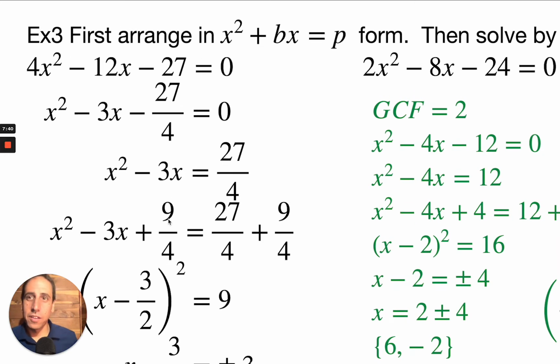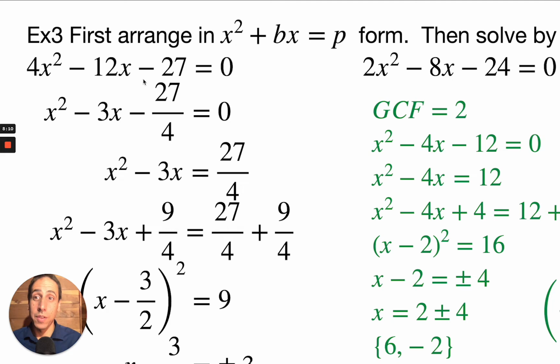All right, so first arrange in x squared plus bx is equal to p form. So the new thing is going to be that we've got a number here. And that's going to introduce a lot of fractions, honestly. But I'll tell you what, working with fractions is going to be a whole lot easier than having to deal with the alternative format. So I think let's settle on fractions. We need to arrange it into x squared, with no number in front, plus bx equals p form.